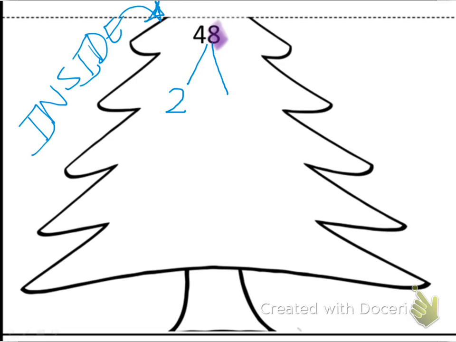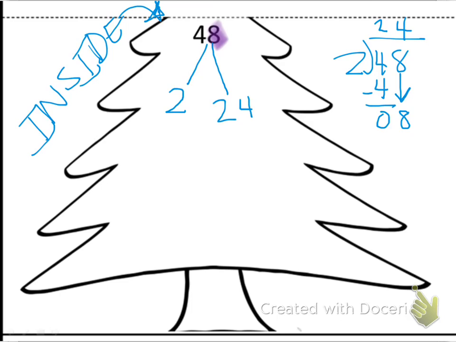Another factor, what times 2 gives 48? So you can divide 48 by 2. 2 goes into 4 twice. 2 times 2 is 4. And 4 minus 4 gives 0. Bring down that 8. 2 goes into 8 4 times. So our other factor would be 24. We're going to write those two factors under two lines because if you multiplied them together, they would give us back the 48. Okay, we've done step 1.